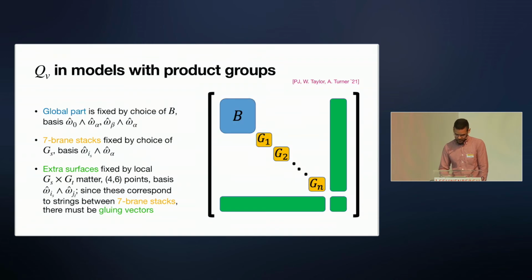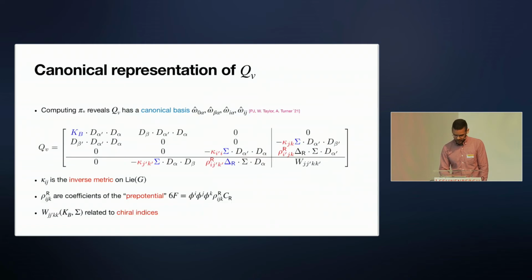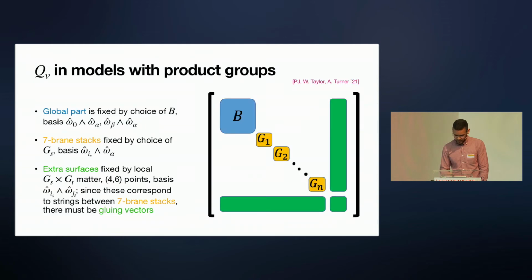If I have a product of groups, some more complicated setup, again, it fits into this sort of canonical form, where you have this global geometric part for the base in the upper left corner. That's this block right here. You have a bunch of blocks associated with each of the 7-brane stacks. And then you have some part down here in the lower right, which corresponds to contributions from chiral degrees of freedom. And we can think of these as corresponding to the junctions between two 7-brane gauge divisors.